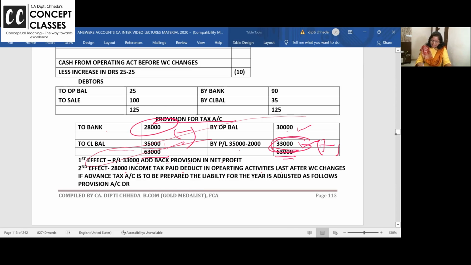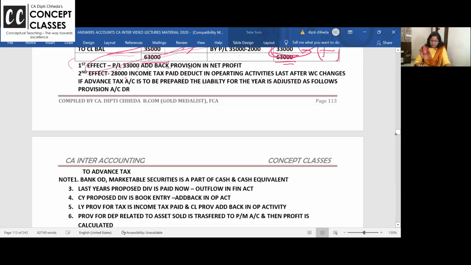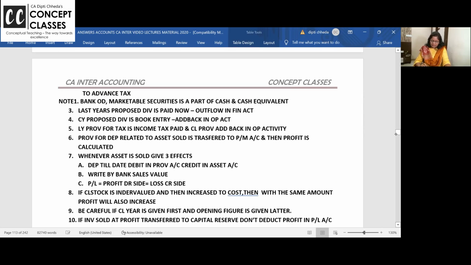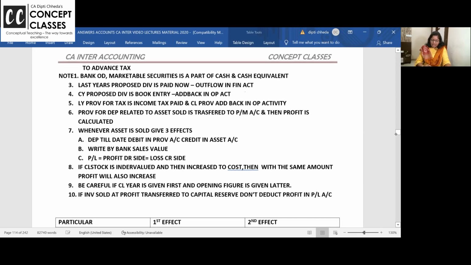Ma'am, will we take this in the current assets or current liabilities? No. Don't take it. Okay? Last year's dividend, if it is paid now, it is outflow. Current year's, now nobody proposes dividend, but if they do, it is provision. Same way, last year's income tax is paid now, and current year's provision is added back in operating activity.